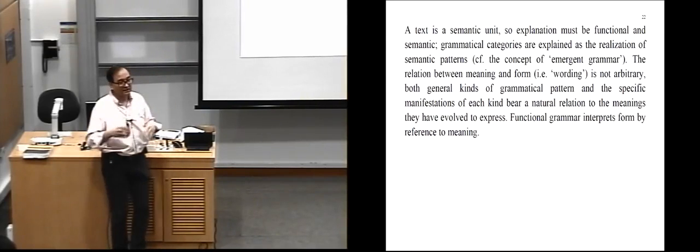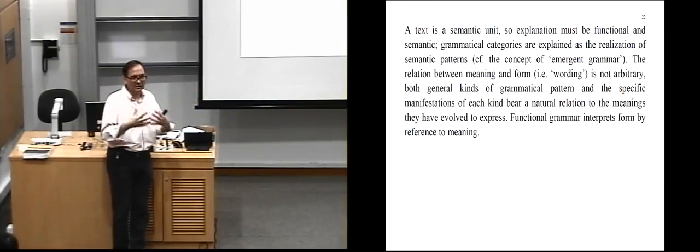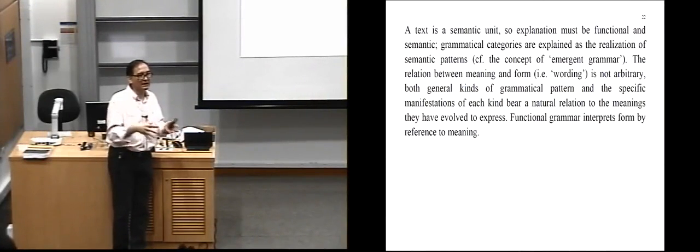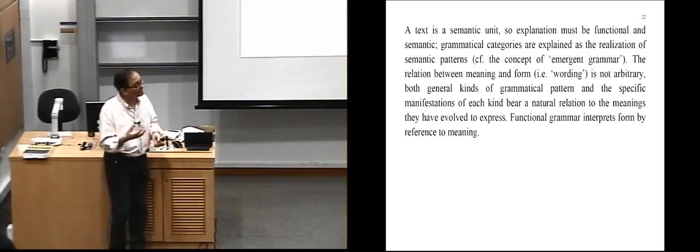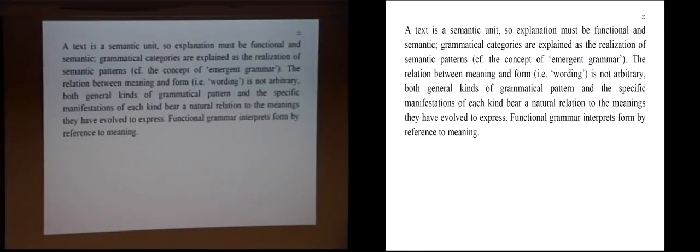When I say emergent grammars, we don't see grammar as just a thing. It doesn't exist anywhere. It's our conventions for communicating. So it's emergent. It's constantly coming into being as we interact. It's not a fixed system. It's very much a byproduct of our interaction. And so the relation between the meaning and the form is not arbitrary. Both the general kinds of grammatical pattern and the specific manifestations bear a natural relation to the meanings that you're trying to express.